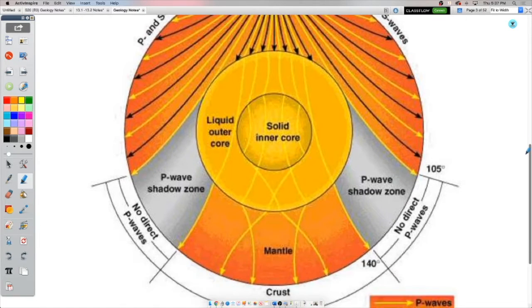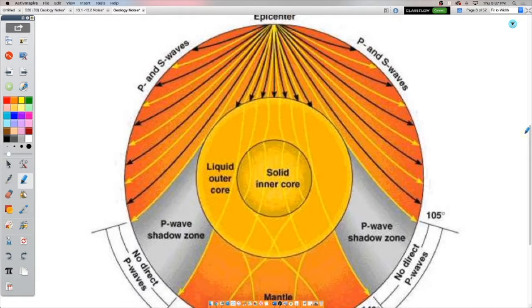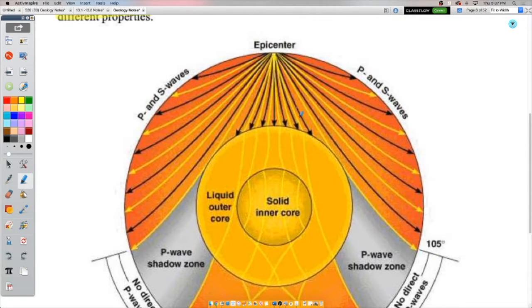However, we don't see that. We see, for example, here that some waves don't make it past this part at all. And we actually know certain kinds of waves don't travel through liquids. So this must be a liquid. And then we see some get bent as they enter different layers and they move around. They don't quite go straight through. If the earth was just a solid ball of the same stuff, this wouldn't happen. Waves would just go straight through.